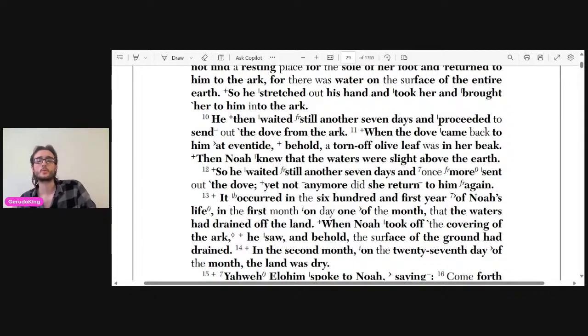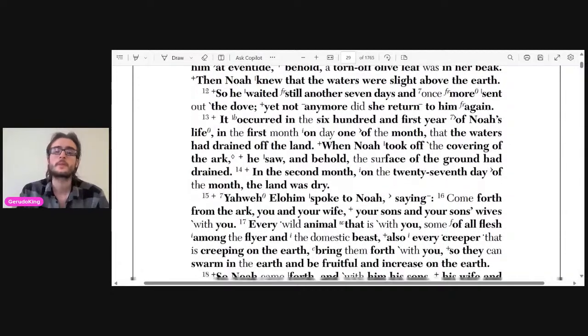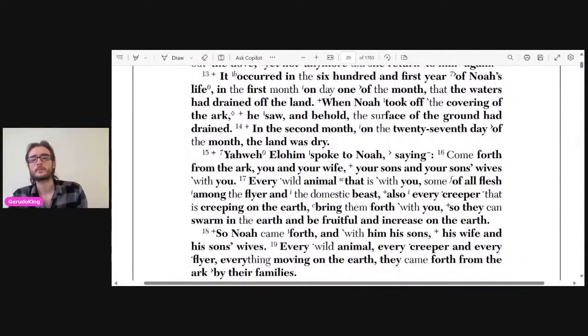Then Noah knew that the waters were slight above the earth. So he waited still another 7 days, and once more, and sent out the dove. Yet not any more did she return to him again. It occurred in the 601st year of Noah's life, in the 1st month, on day 1 of the month, that the waters had drained off the land. When Noah took off the covering of the ark, he saw, and behold, the surface of the ground had drained. In the 2nd month, on the 27th day of the month, the land was dry.